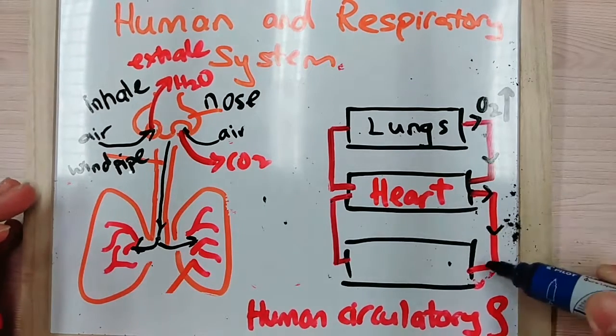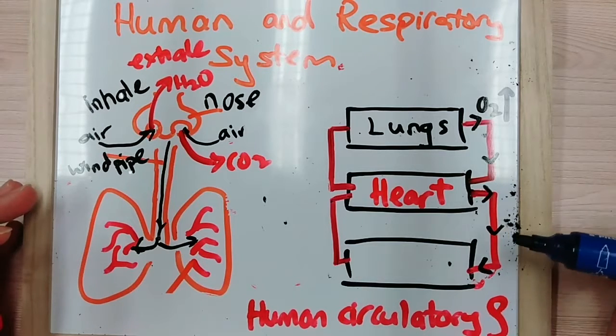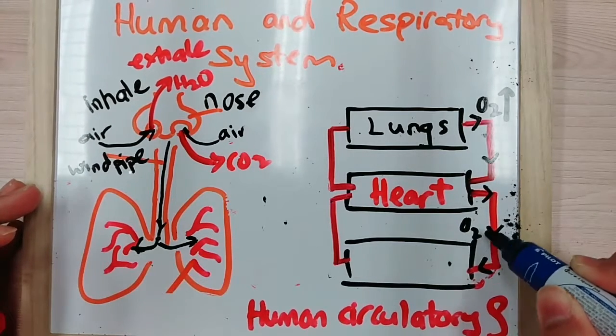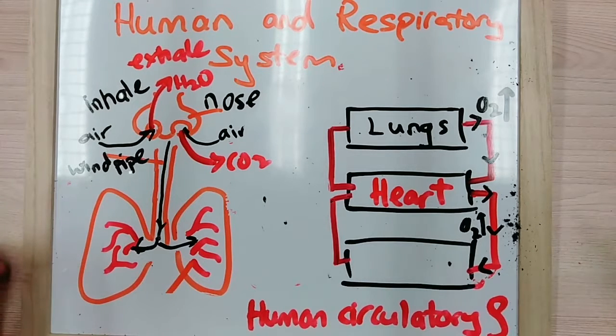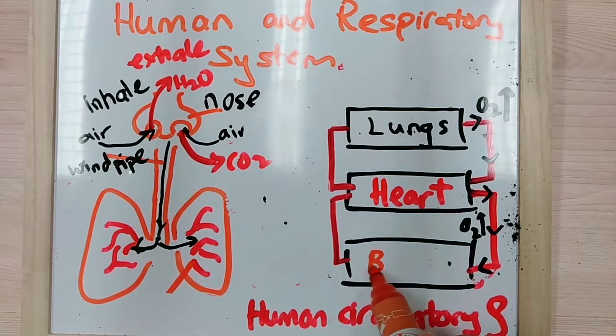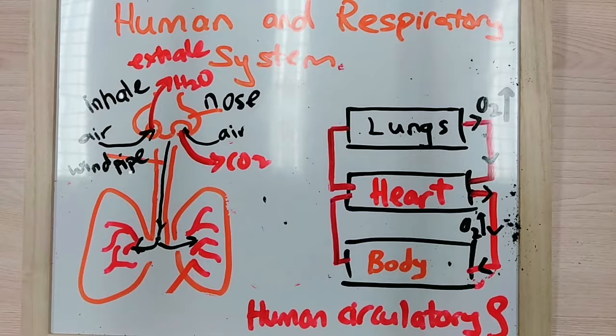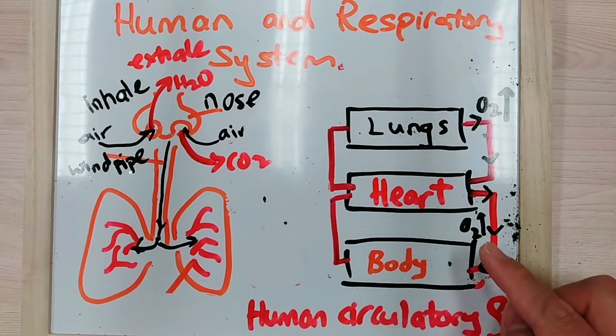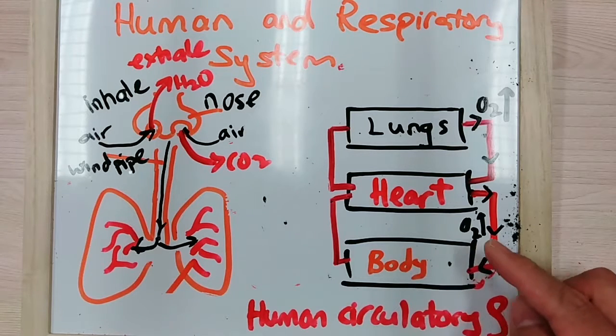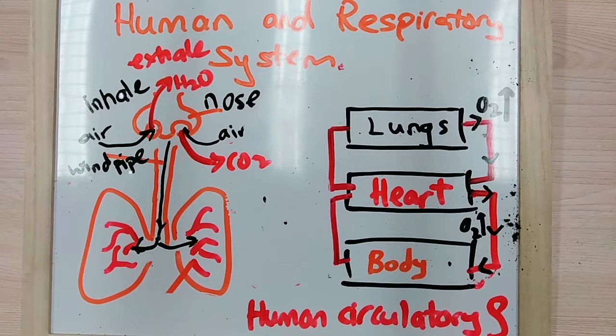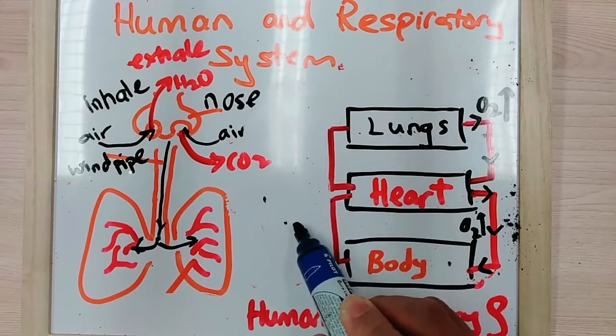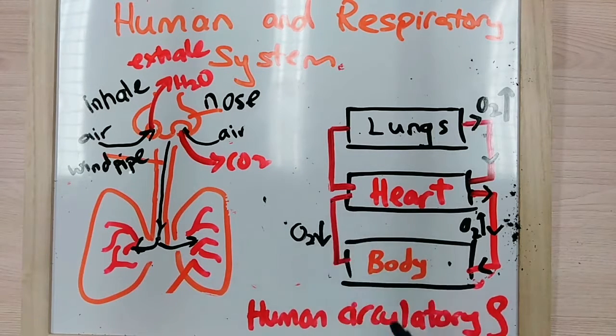Boom, boom, boom, boom. Pump it out to the rest of the body. So this blood is still rich in oxygen. I put an arrow up to show that. This box here will represent the rest of the body, your arms, legs, head, every part of your body. As the blood goes through the body, the amount of oxygen gets lower and lower because every cell will need to use the oxygen. So by the time the body sends the blood back to the heart, the oxygen level has decreased. It's now poor in oxygen.